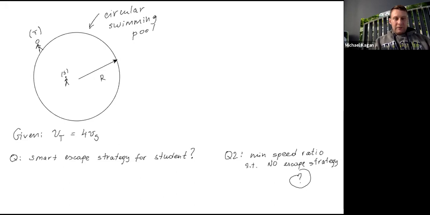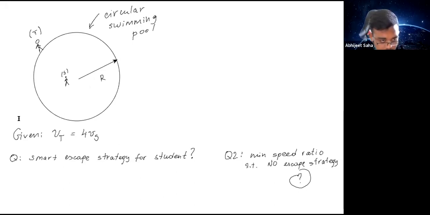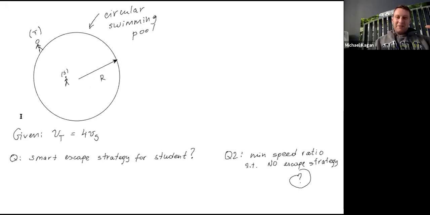So there is a simple strategy. This is what I want you to figure out, the simple strategy. And for that simple strategy, pi plus 1 is the answer to the second question. There is even a smarter strategy for the student, for which the teacher has to run even faster than pi plus 1 times the student's speed.